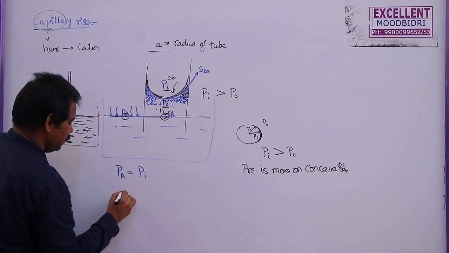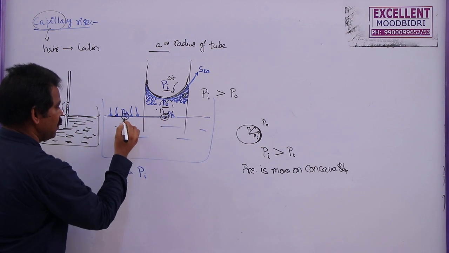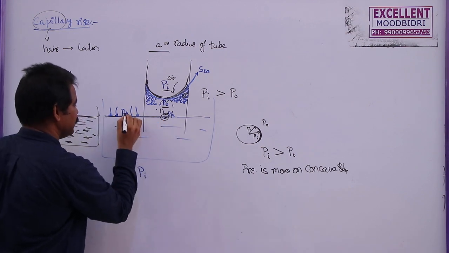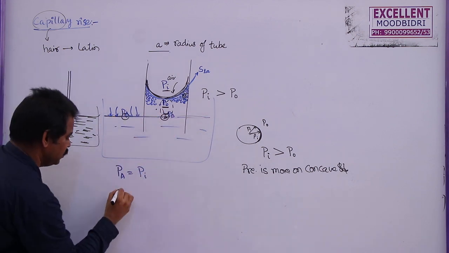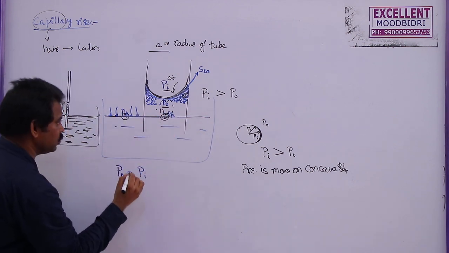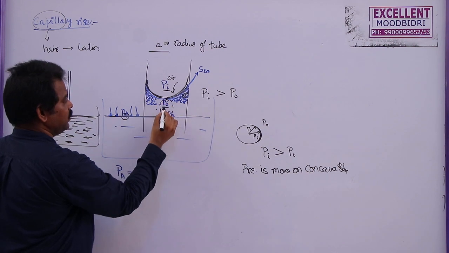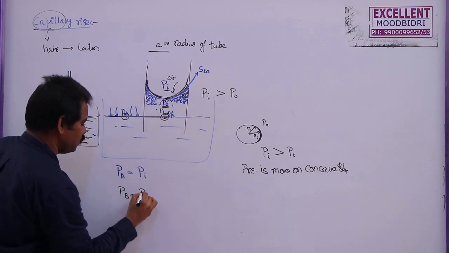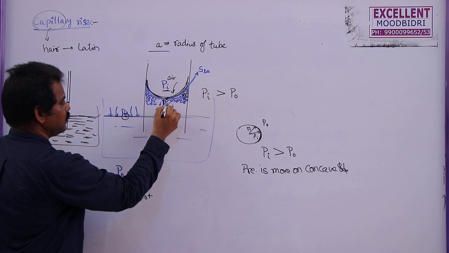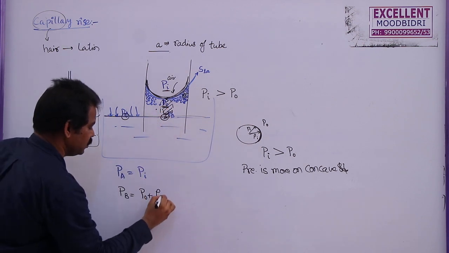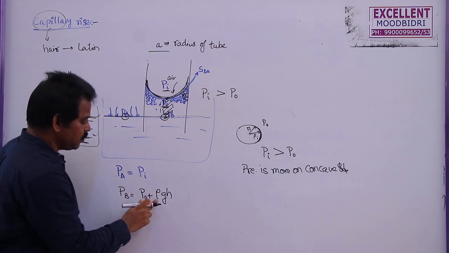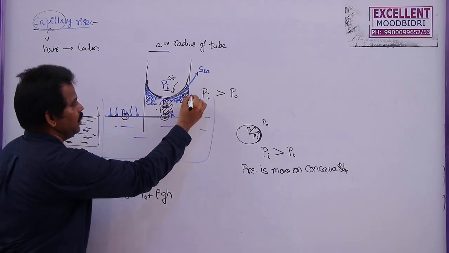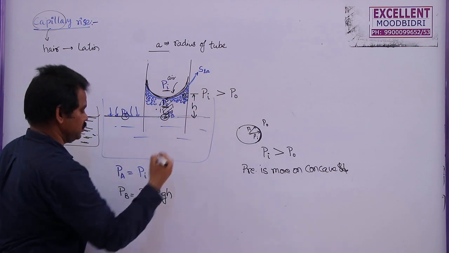Here, what is the pressure at B? According to Pascal's law, pressure at A must be equal to pressure at B, because both are at the same height. So pressure at B is equal to the pressure at this point, which we call P0, plus pressure due to this liquid. We know pressure due to a liquid column is given by density of liquid times g times height of the liquid column. Here the height raised is equal to h.